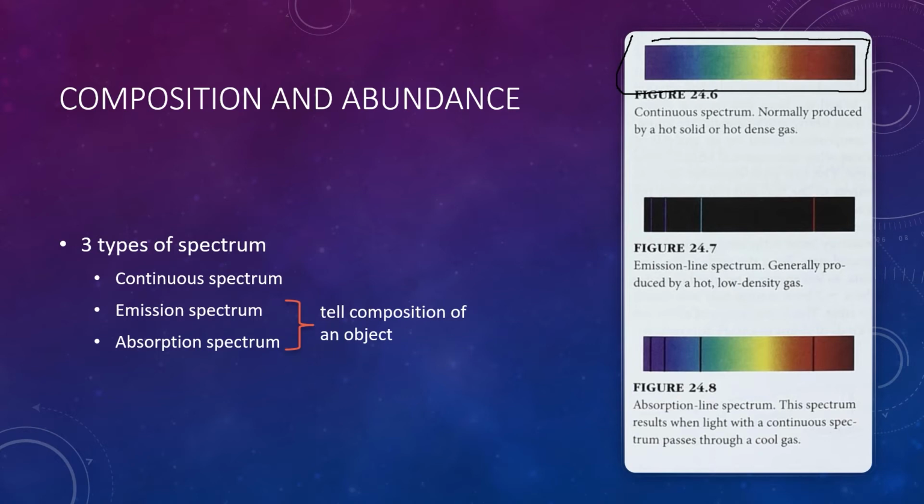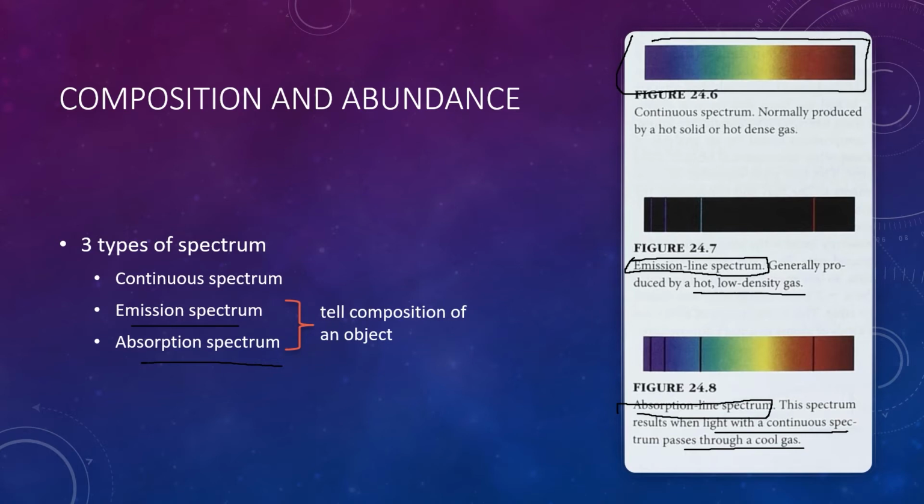And then we get the emission spectrum and absorption spectrum. These are how we tell the composition of an object. An emission line spectrum generally is produced by a hot low density gas, whereas an absorption line spectrum is the result of light with a continuous spectrum passing through a cool gas.